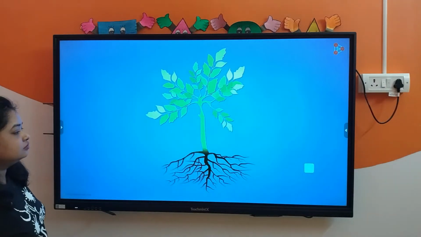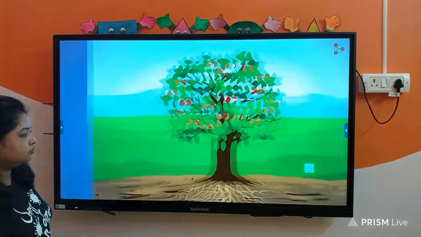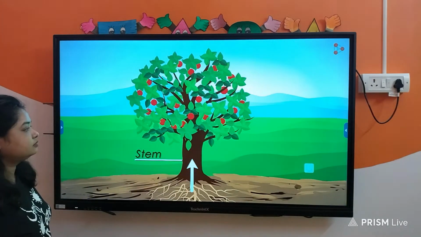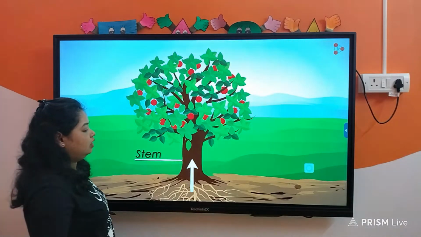Let us now move a step upward. So what comes above the roots? Yes, the stem. Let's learn about the stems in various plants.